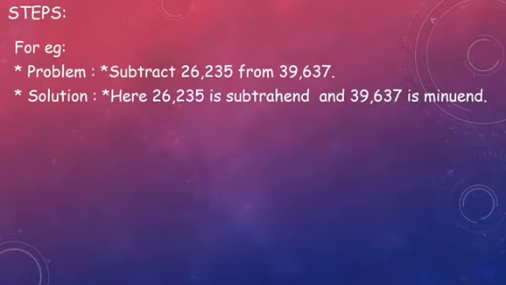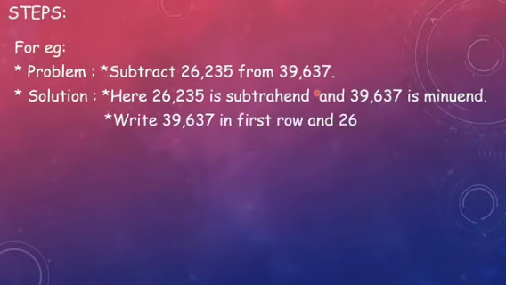The bigger number, the larger number, is named as minuend, and the lesser number than the other number is subtrahend. So usually we subtract subtrahend from minuend. You always have to take the bigger number first and then subtract the smaller number from the bigger number. Now here the first number we have got, 26,235, is subtrahend and 39,637 is minuend.